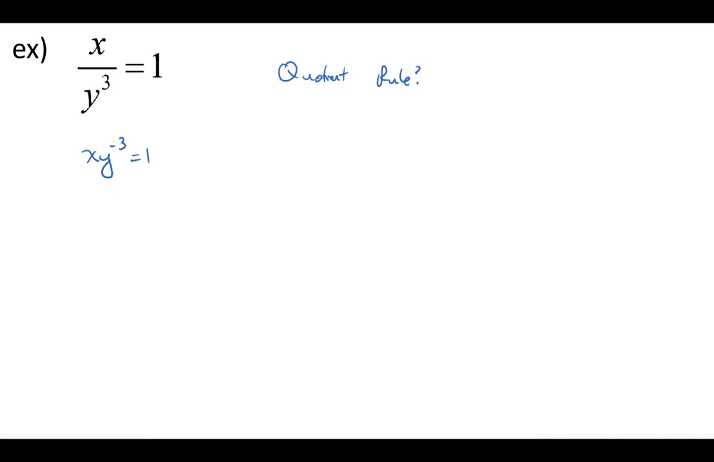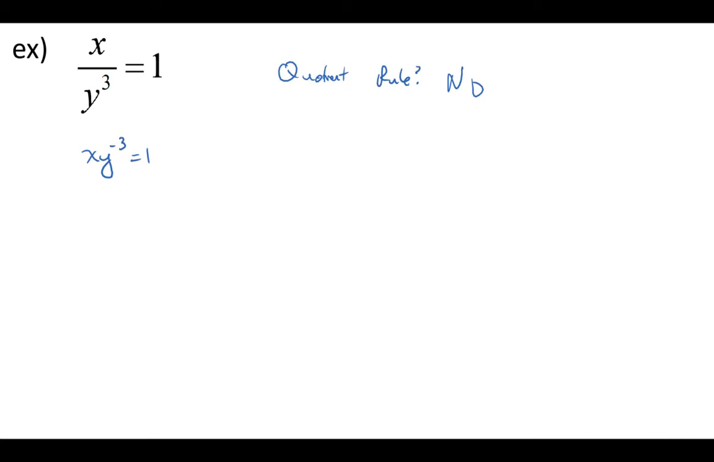You could, I suppose, do the quotient rule, but it's easier just to rewrite it. When you do that, then you'll actually have to do the product rule. So I guess either way, you'll end up using one of your rules. Typically, you would see it rewritten first, though.